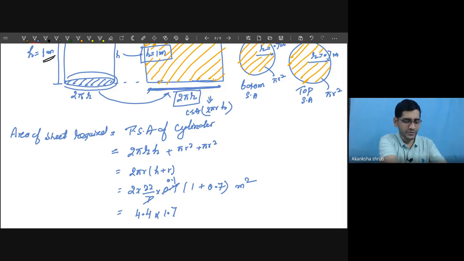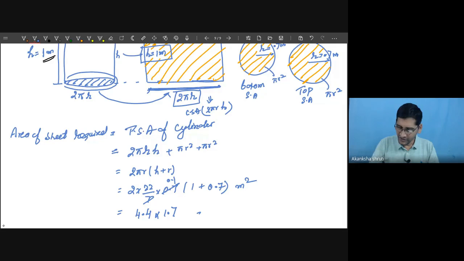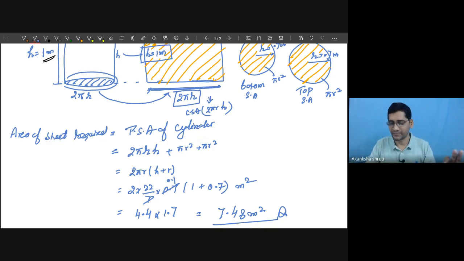Okay, students. So you have to multiply this 4.4 with 1.7 to get the required answer. So let us go for multiplying 4.4 with 1.7. Very good. So on multiplication you will get 7.48 meter square. Okay, students. So questions are very simple. You have to just understand what to do. Otherwise these questions are very simple.